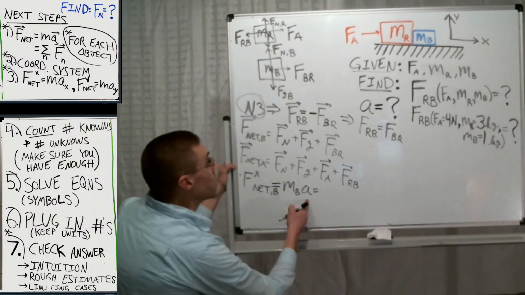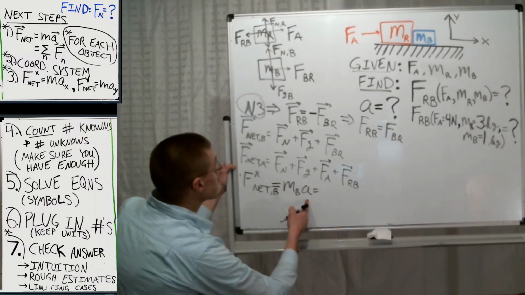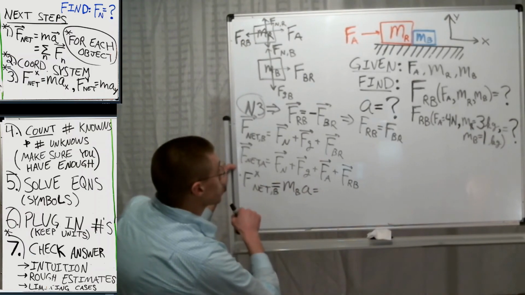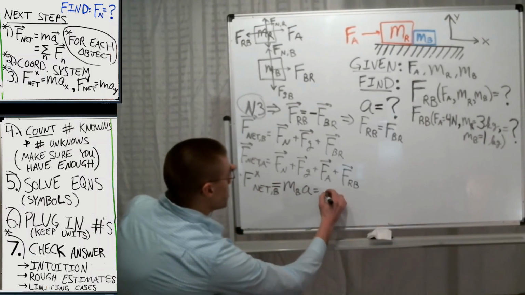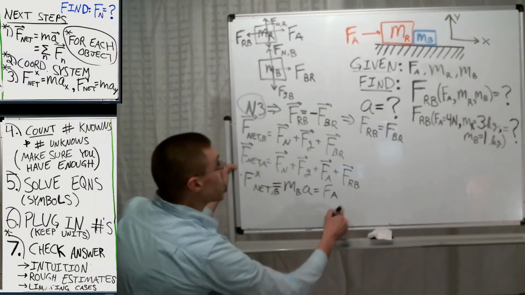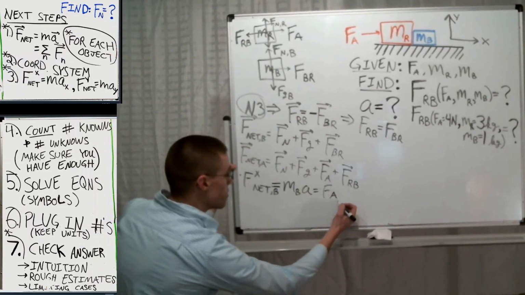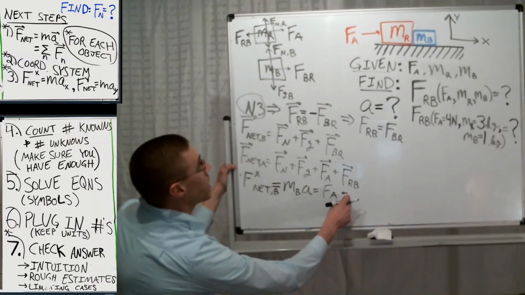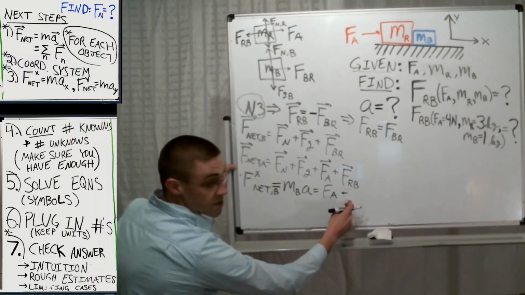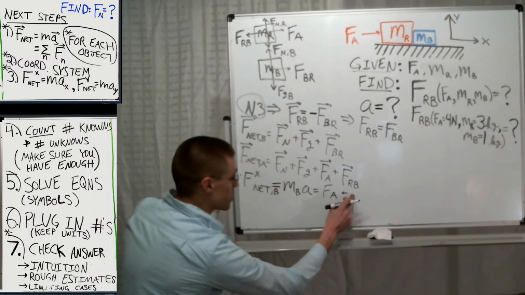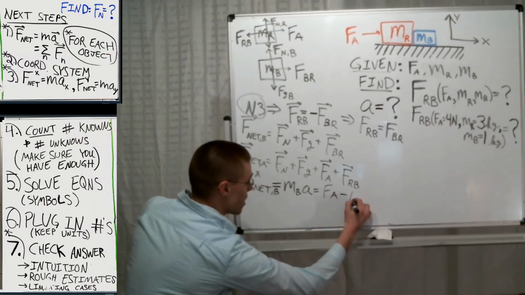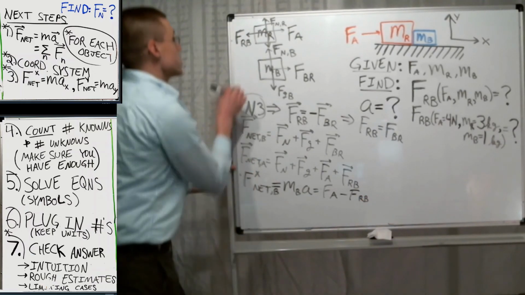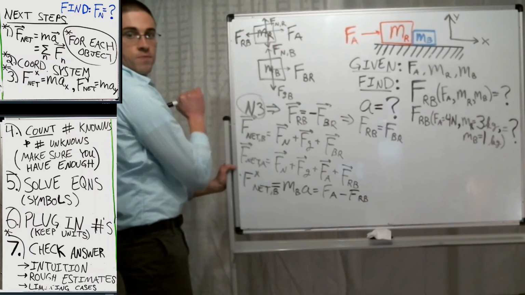mB times a, the acceleration of the system, is equal to, and this is in the x direction, right? It's going to be FA. FA is in the plus x direction, so this is a positive, plus, now FRB is actually going in the opposite direction, right? I'm going to do minus FRB, because FRB is pointing in the negative x direction there. Okay.